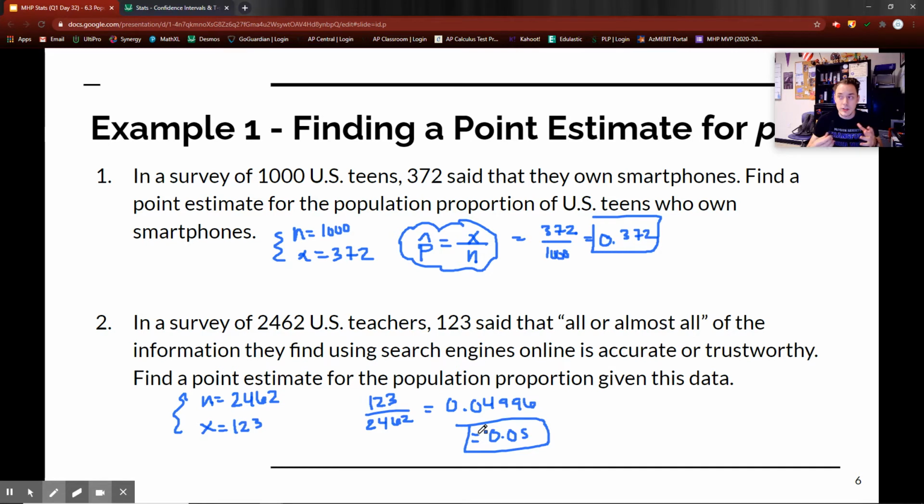It's very similar to the point estimate of the sample when we found the sample mean and used it to do work on the population parameter from 6.1. And the same thing here. That's what we're doing.